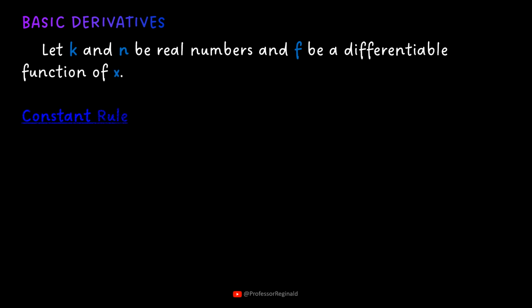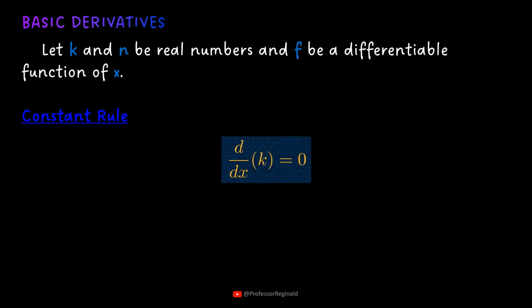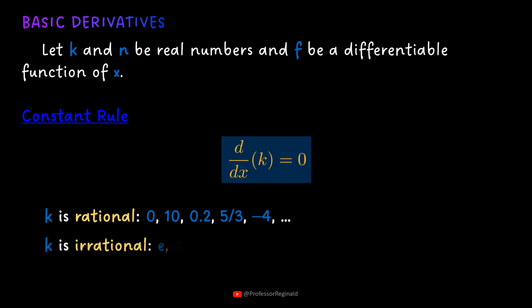Constant rule. The derivative of a constant k is 0. The constant rule is true whether the constant is a rational number, an irrational number, or a function of a real number.